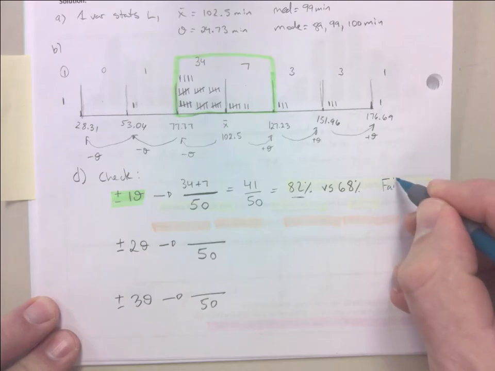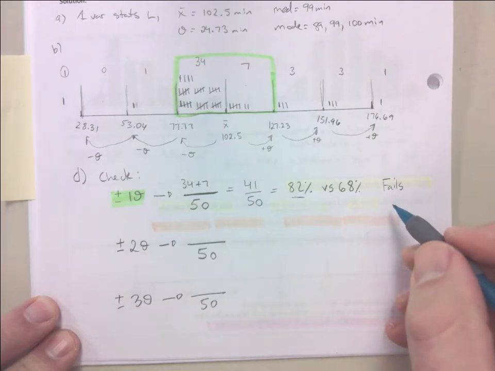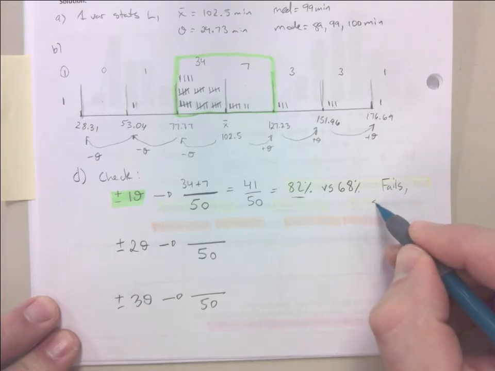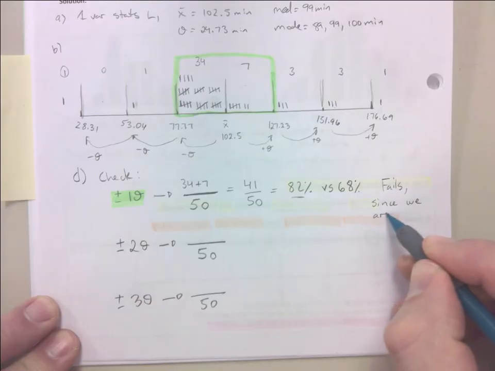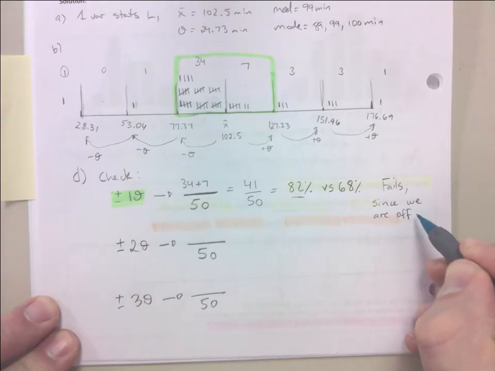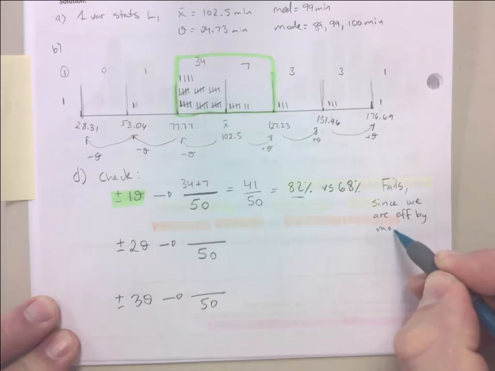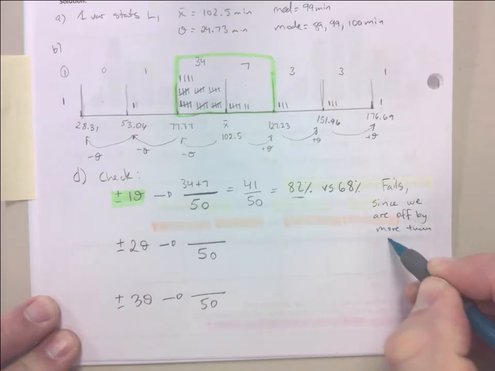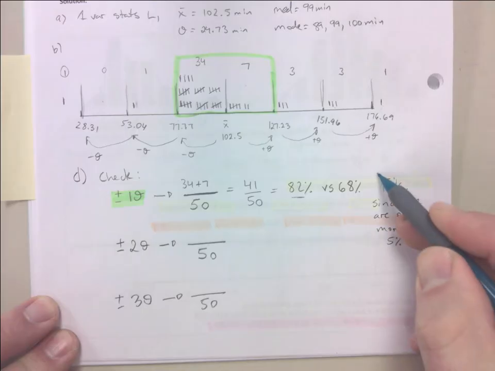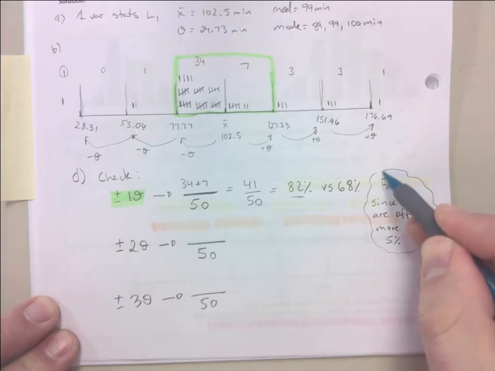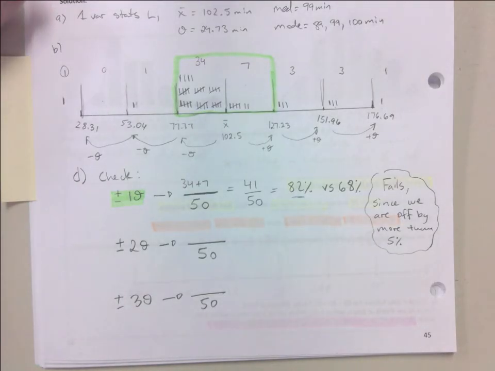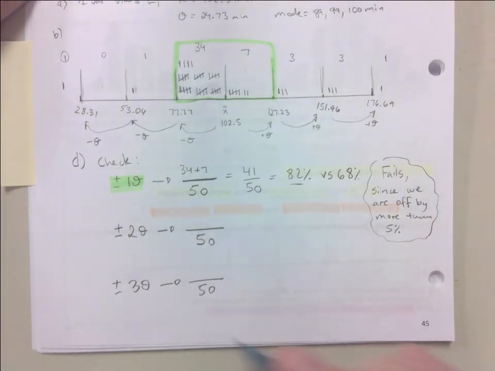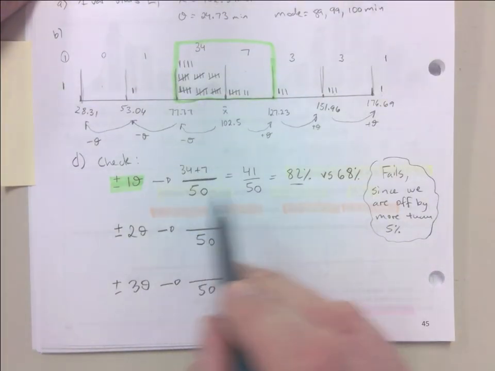fails since we are off by more than 5%. That's the reason why I will say we're failing. But let's keep checking. Let's say this one would have passed.